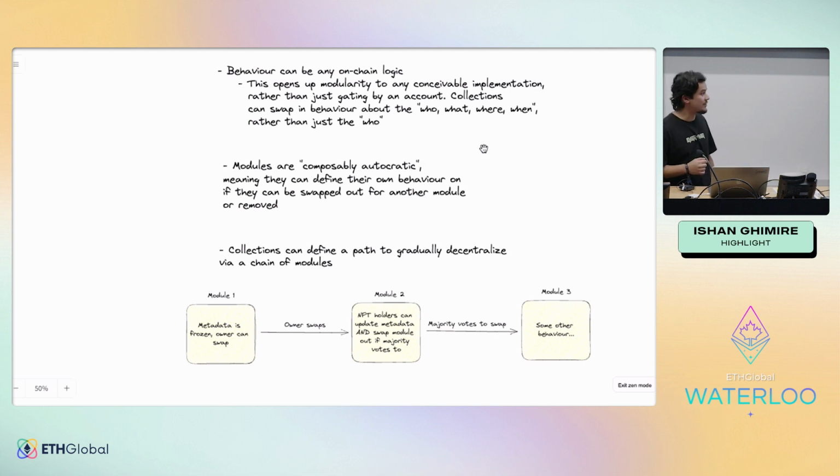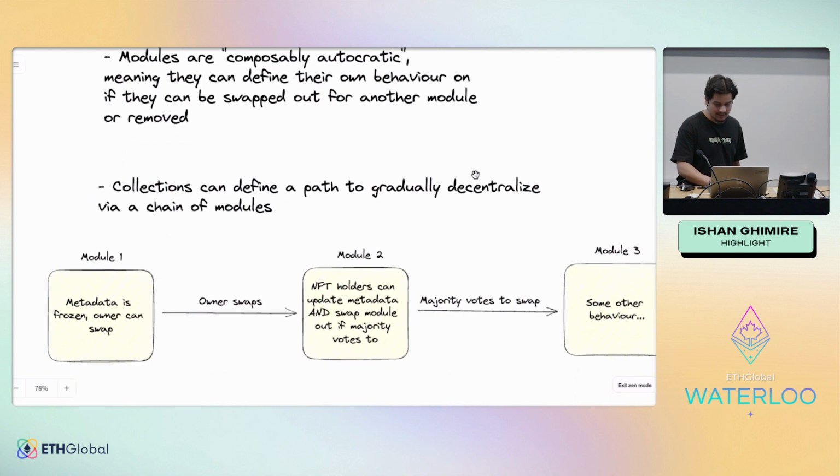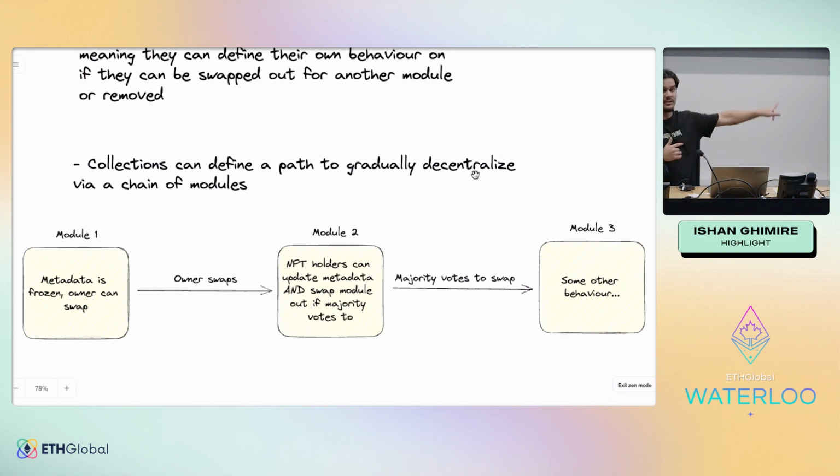Another thing about these modules is they're what we like to call composably autocratic, which means that they can define their own behavior about if they can be swapped or if they can be removed. A second order consequence of this is that creators and collections can define a path to gradually decentralize the collection. An example: when we first deploy this collection, we have a really simple module for the metadata. The metadata is frozen. Nobody can update the metadata, and only the owner can swap this module out.